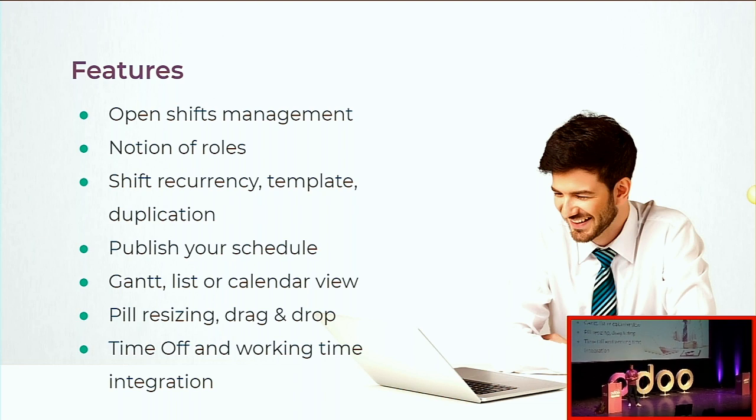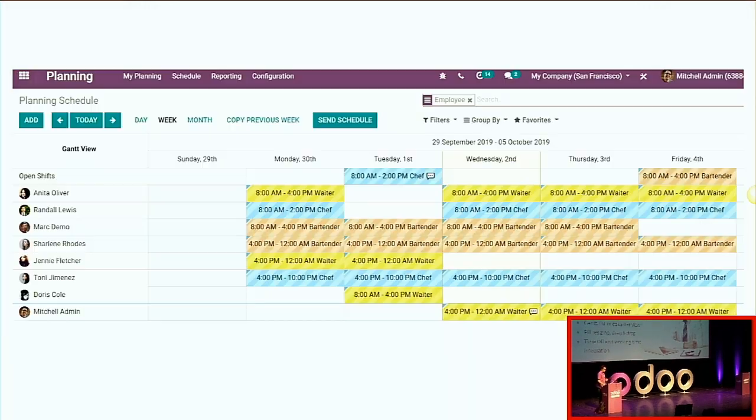We have some different views. You have the Gantt view, the list view as usual, and the calendar view. The Gantt view, as on the other applications, has been improved for V13. We have some features like resizing, as you have in Google Calendar. You can reduce the size of the shift. You can drag and drop the shift, so you can go faster. And it's fully integrated with time off and working time, so it allows you to quickly see who is available at which time during the week. So this is it for just a summary of the features.